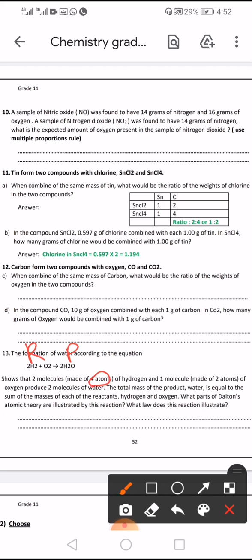Which law? When reactant equals product, which law? Law of conservation of mass, or law of multiple proportions, or law of definite proportions? Which law states that mass is neither created nor destroyed during a chemical reaction? Mass of the reactant equals the mass of product. Which law? Law of conservation of mass. So this illustrates the law of conservation of mass.